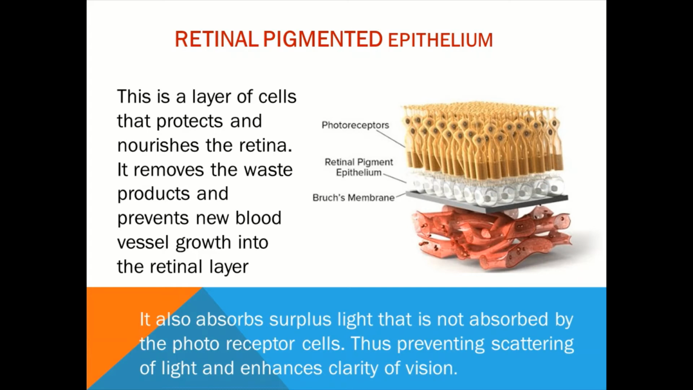This is a layer of cells that protects and nourishes the retina. It removes the waste products and prevents new blood vessel growth into the retinal layer. As a result, it absorbs surplus light that is not absorbed by the photoreceptor cells, thus preventing scattering of light and enhances the clarity of the vision.